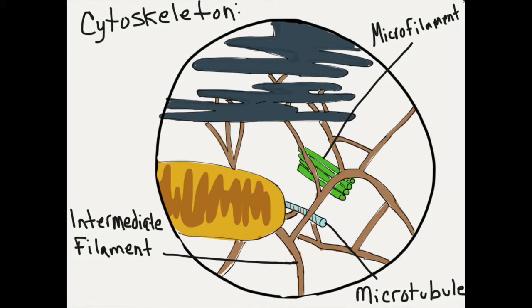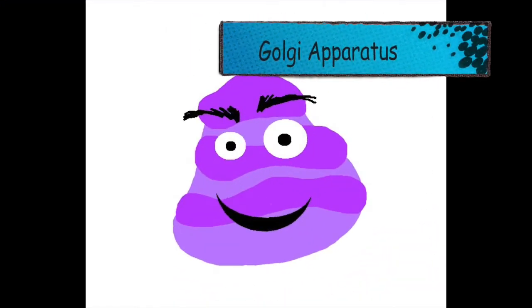The cytoskeleton is made up of microfilaments, microtubules, and intermediate filaments, which are a series of intercellular proteins that help with the cell shape, support, and movement. The Golgi apparatus transports enzymes and hormones through the cell membrane.